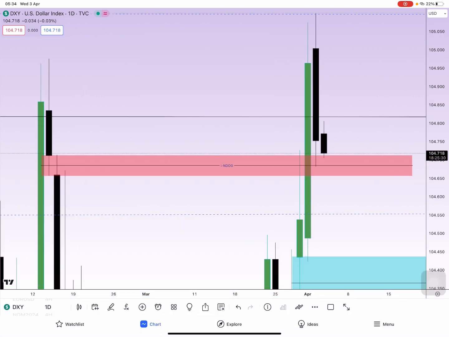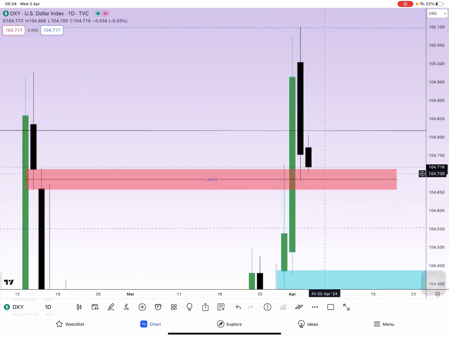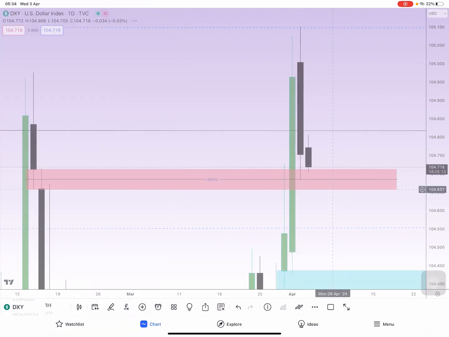What I'm expecting is that the market should not go below this low. Even if it goes below here, it should not close below, even on smaller time frame charts. Let's get to the 1 hour chart.